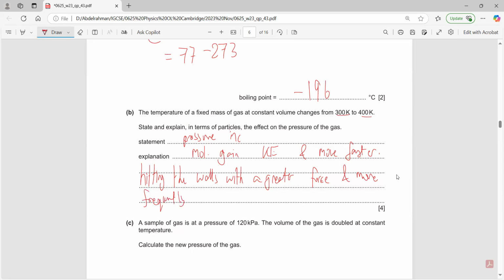When they hit the walls with a larger force and more frequently, what happens? You can say that pressure equals force over area. So basically, the pressure increases.